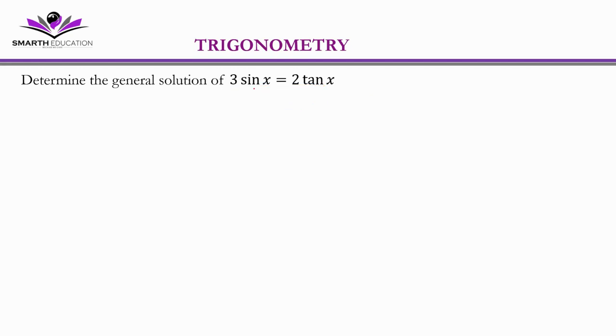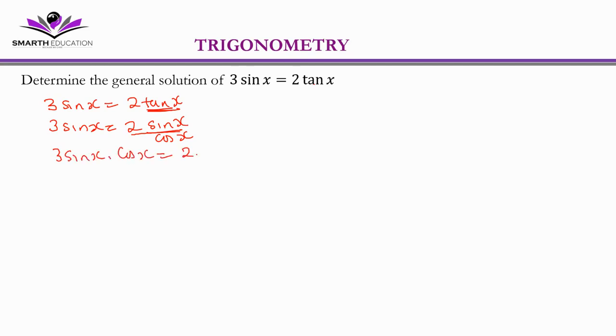So we're given that 3 sine x is equal to 2 tan x. Tan x is an identity, so 3 sine x is equal to 2 sine x over cos x. Then we can multiply both sides of the equation by the denominator, cos x, so we get 3 sine x cos x is equal to 2 sine x. We can factorize this.